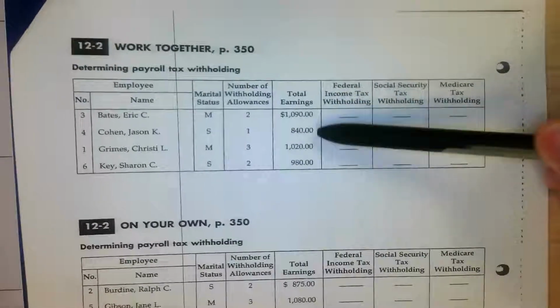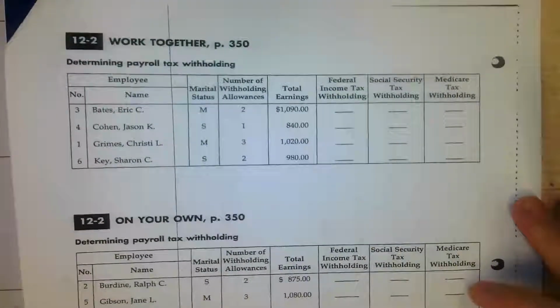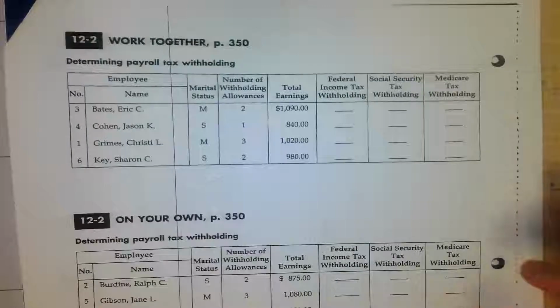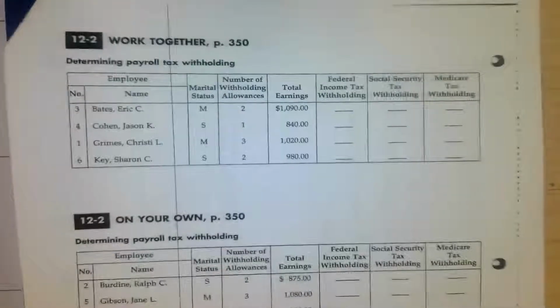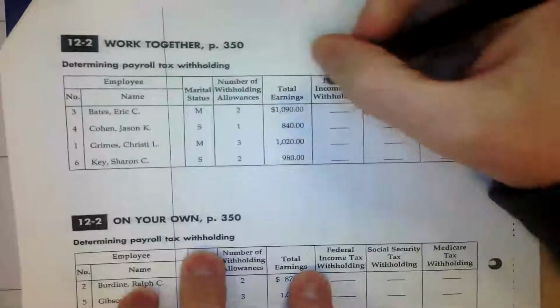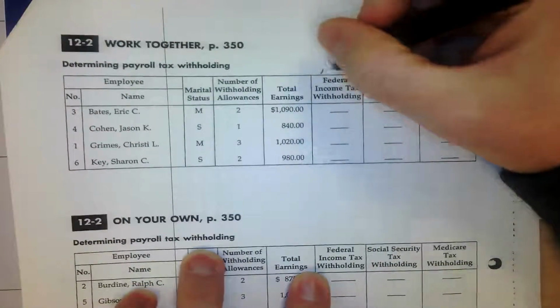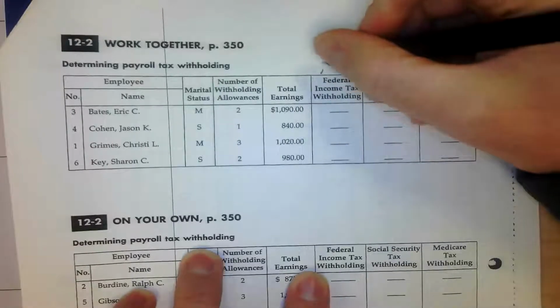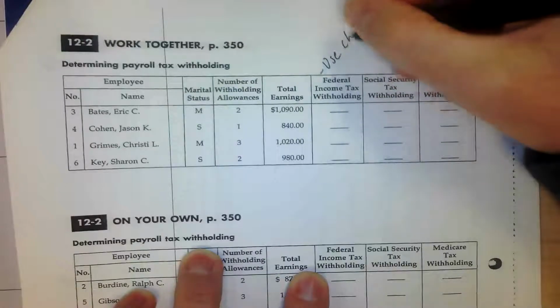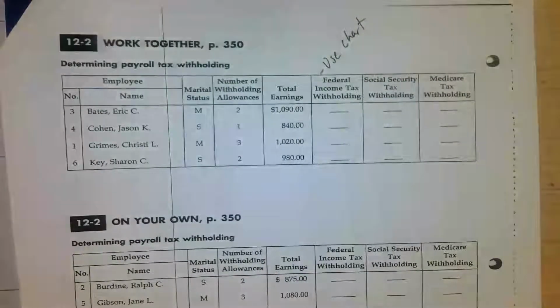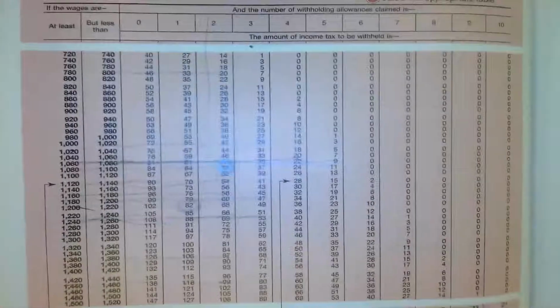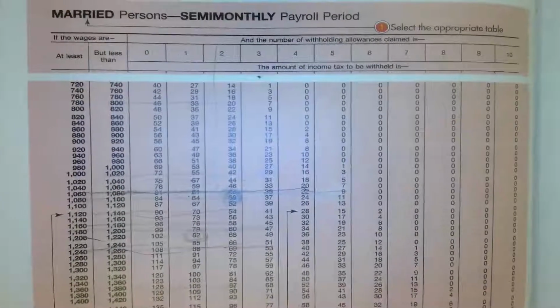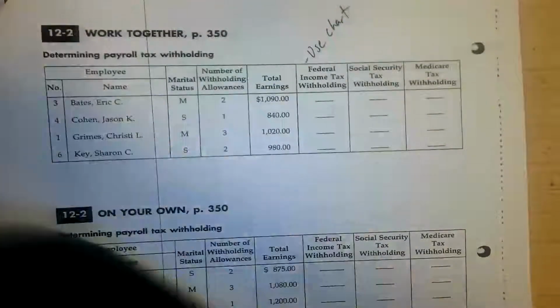Then it has their total earnings. So this would be their gross pay, or their pay before taxes, because these are the taxes. I'm going to put a little key up here for you. You're welcome. Federal income tax withholding: use chart. The chart is a chart of numbers and withholdings and all kinds of stuff. So use chart.